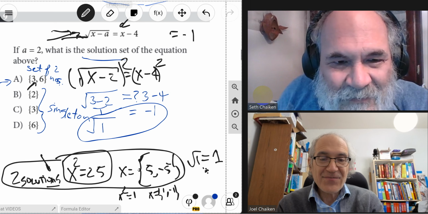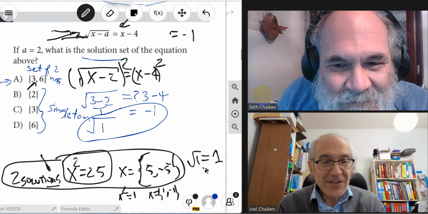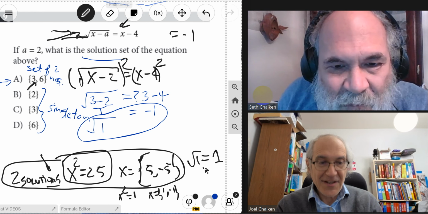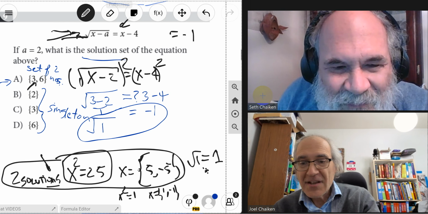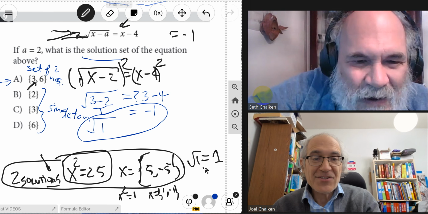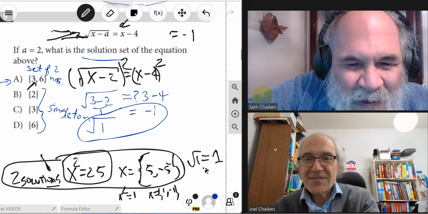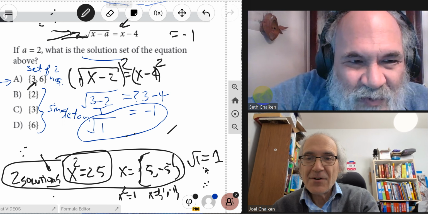Because otherwise this is not a function, but it is a function. Here, let me slam it down on you. Everybody talks about square roots. All right, let's see. I'm looking it up on Wikipedia.